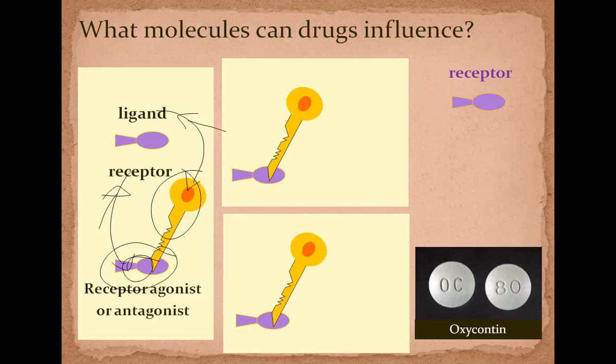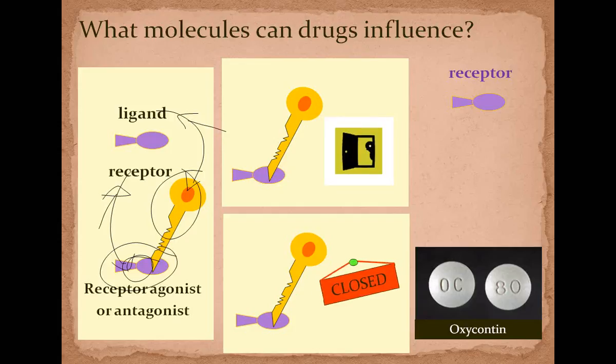Receptor antagonist does the opposite. An agonist opens the door and causes the signal to go right through, and an antagonist blocks the receptor and doesn't allow it to continue on.